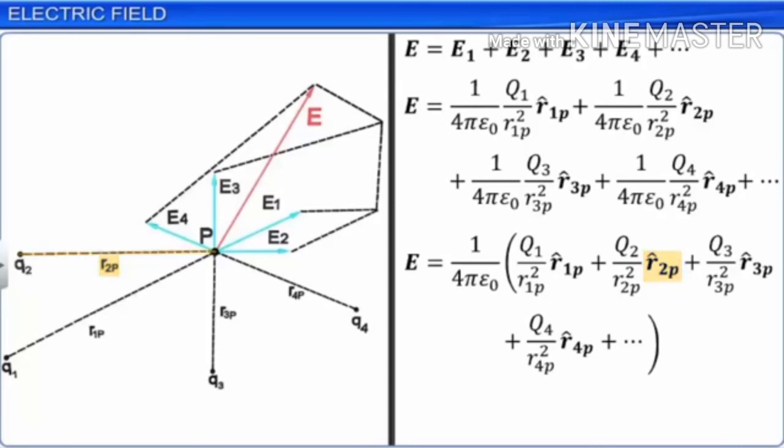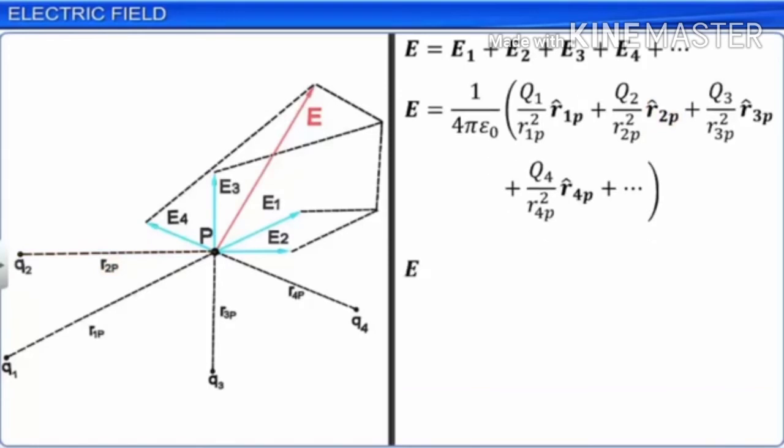The net electric field strength E can now be written as 1 by 4 pi epsilon naught sigma i equals 1 to n Qi by RiP square into RiP cap, where RiP cap is the unit vector in the direction of the net electric field strength E.